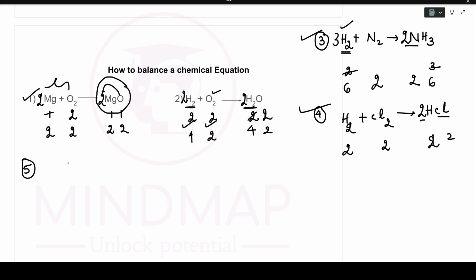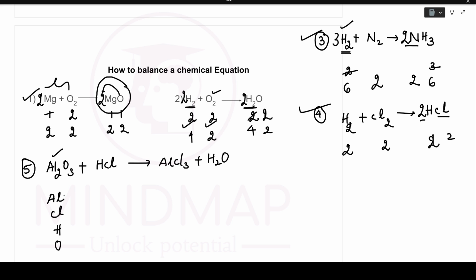Fifth, Al2O3 plus HCl will give AlCl3 plus H2O. Okay. Now here we have a lot of elements and compounds. So here always remember, when you are balancing, first write the metals, then non-metals. So which metals are here? We'll write the one that is more here on this side first. Al, and then we have chlorine, hydrogen, oxygen. So try to balance oxygen last.